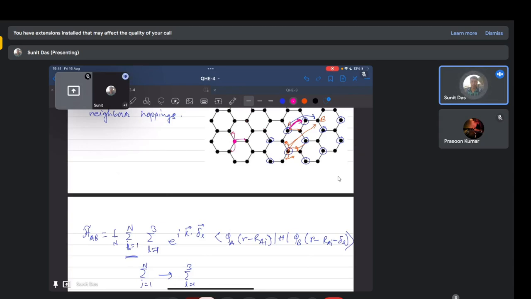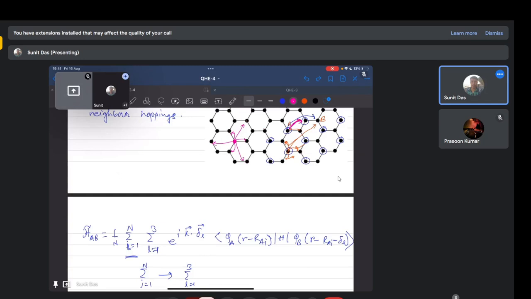So this is the nearest neighbor, and then the next nearest neighbors can also be included. This one, and then this one, and this one itself. So these are all next nearest neighbors. This one is also a next nearest neighbor.